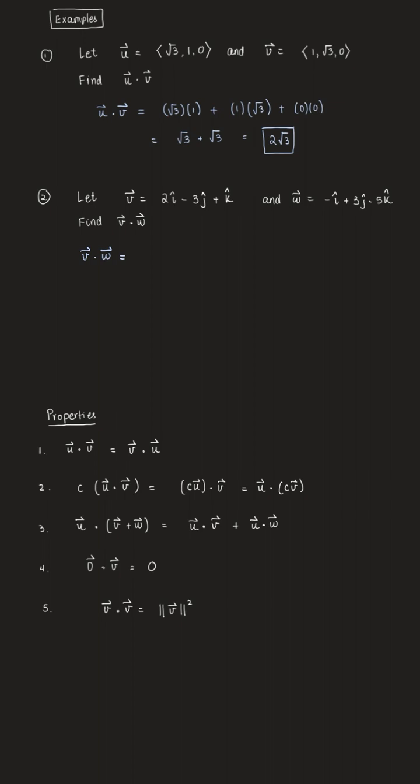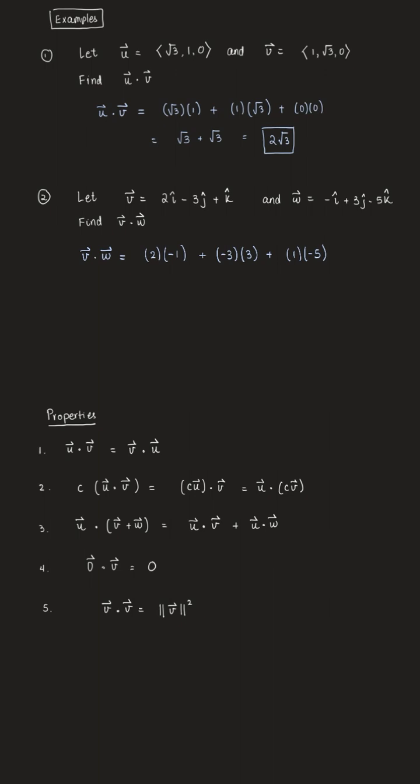The first component of v is 2, and the first component of w is negative 1. To that, we're going to add the second components. Second component of v is negative 3. Second component of w is positive 3. Third component of v is 1. Third component of w is negative 5. So we multiply corresponding components.